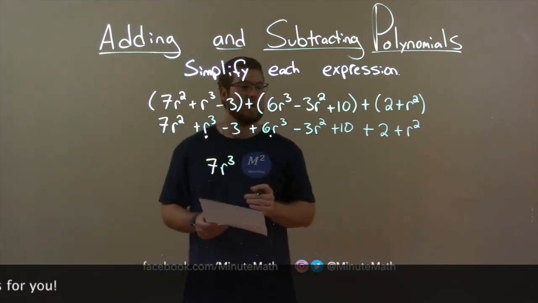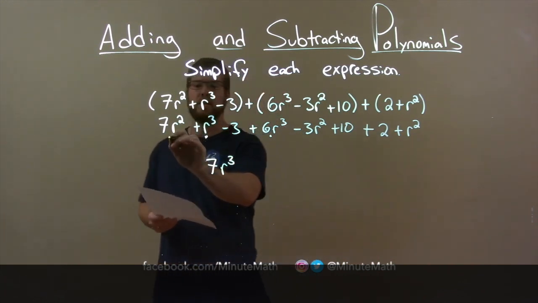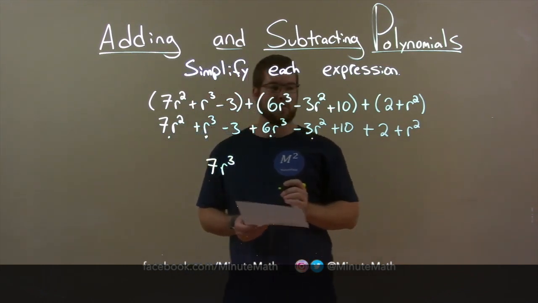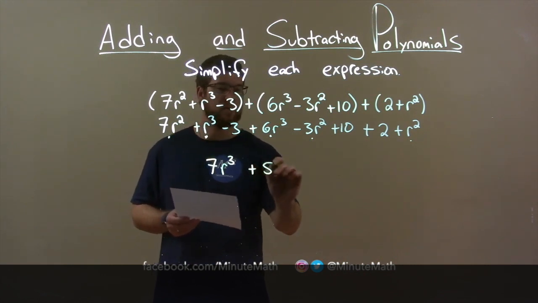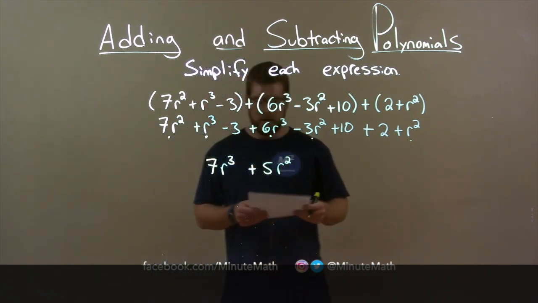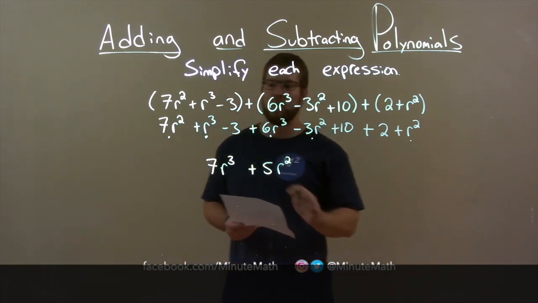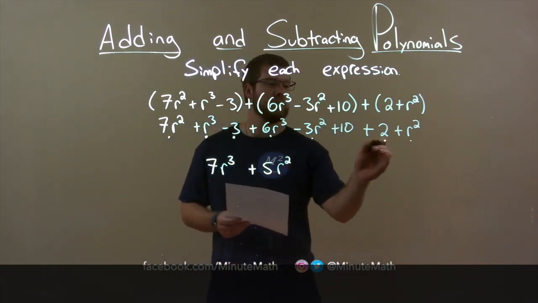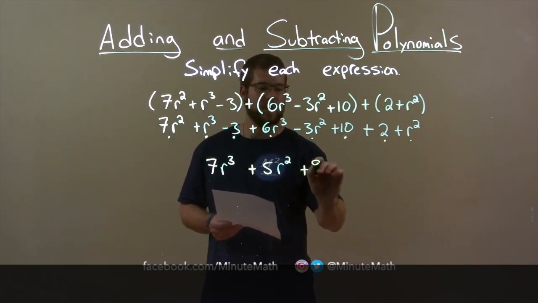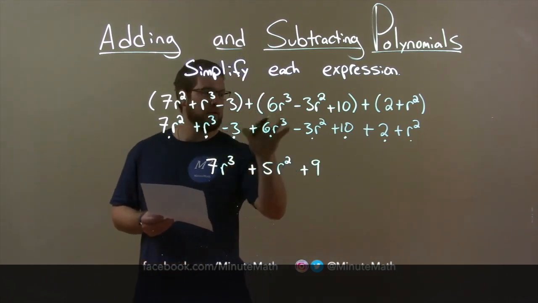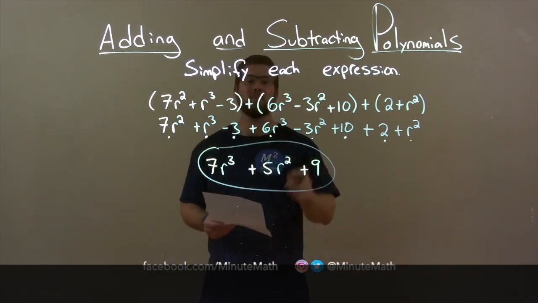Then from there, I look at the squared values. Well, with 7r squared minus 3r squared, that becomes a 4r squared plus 1r squared is a 5r squared, plus 5r squared here. And lastly, we have our numbers. We have a minus 3, a 10, and a 2. Well, a minus 3 plus a 2 is a minus 1, plus a 10 is a positive 9. We have plus 9 here, and there we have it. Everything came down. Our final answer, 7r to the 3rd plus 5r squared plus 9.